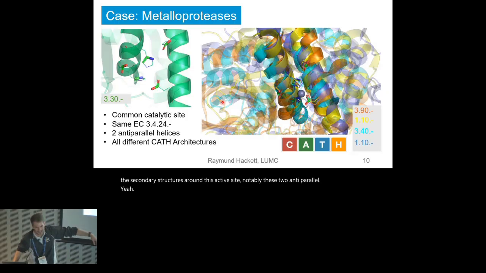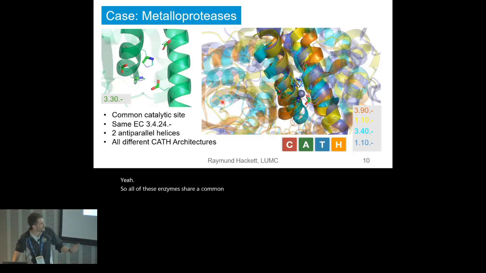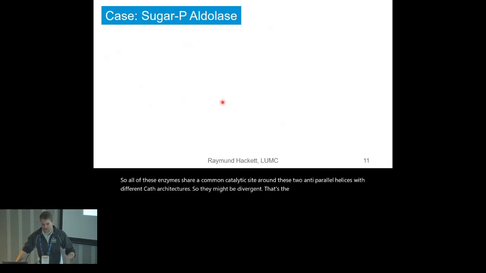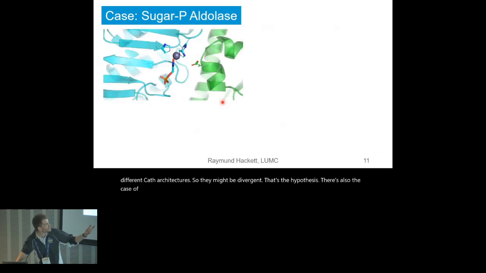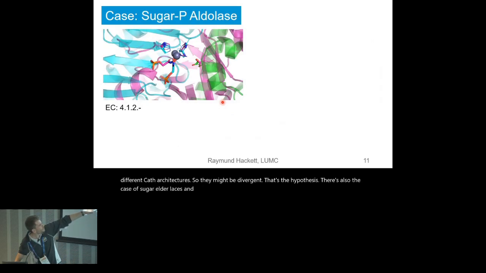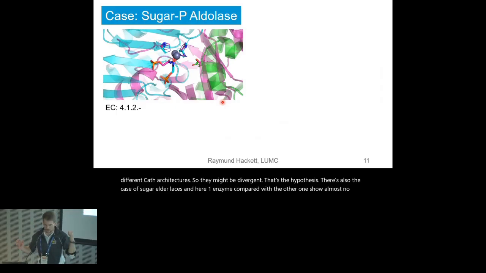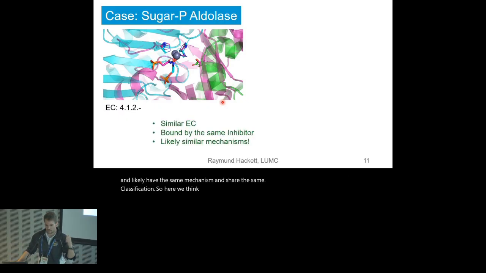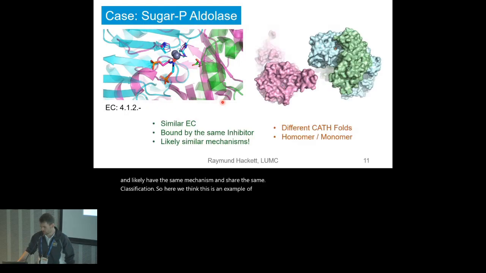So all of these enzymes share a common catalytic site around these 2 anti-parallel helices with different CATH architectures. So they might be divergent. That's the hypothesis. There's also the case of sugar aldolases. And here, one enzyme compared with the other one show almost no other similarity apart from these catalytic residues, even though both are bound by the same inhibitor and likely have the same mechanism and share the same EC classification. So here we think this is an example of convergent evolution.